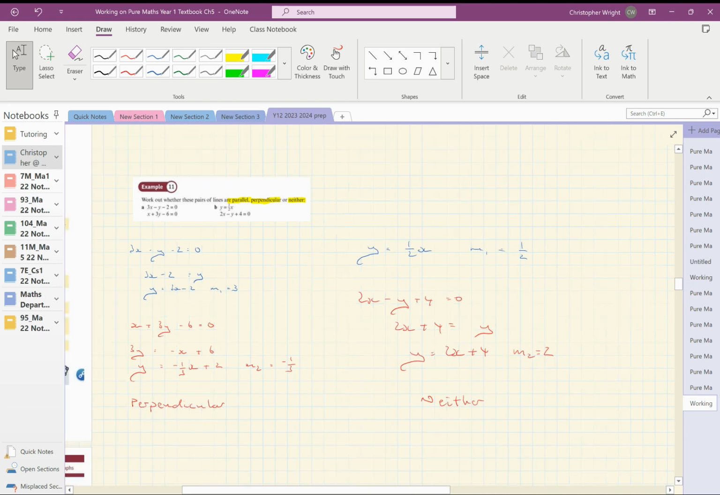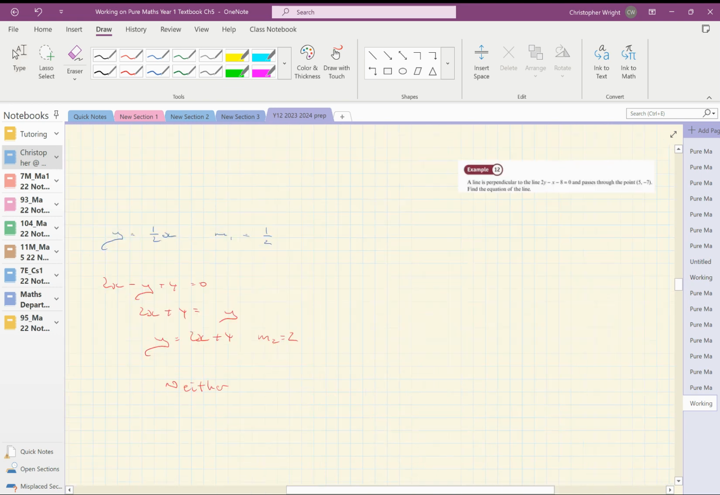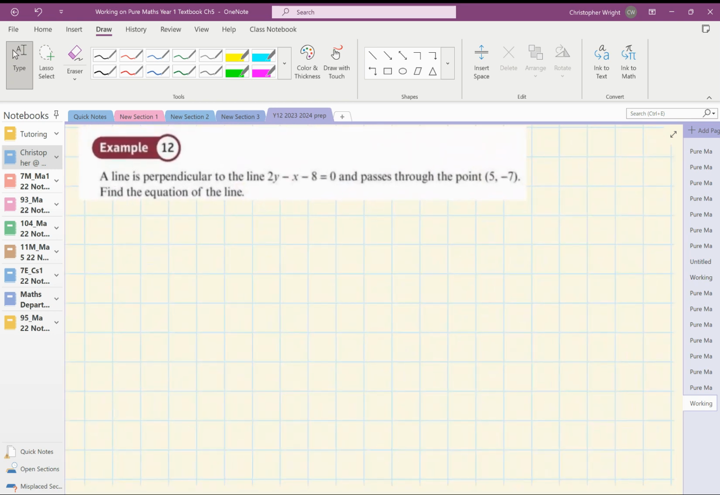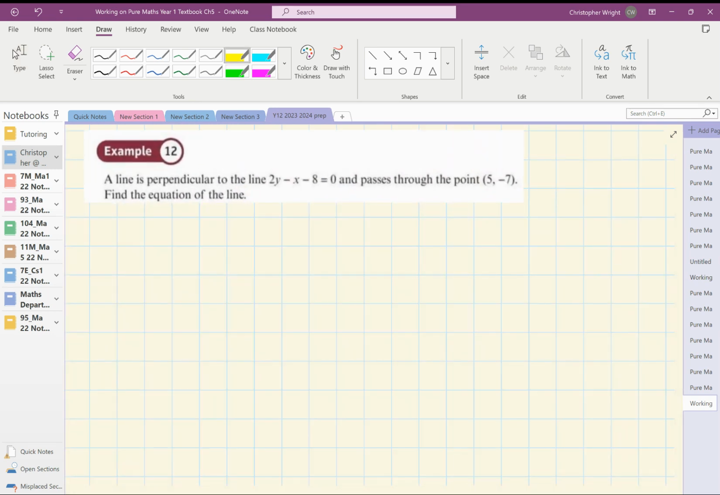That's example 11 done. Let's move on to example 12. There we go. A line is perpendicular to this line. So we could find its gradient, couldn't we? Because it'll be the negative reciprocal of the gradient of the line I'm given. And it also passes through this point. Find the equation of the line.